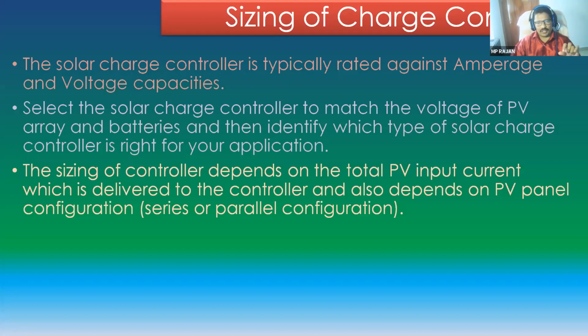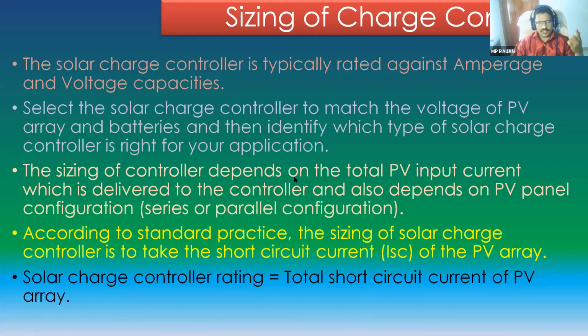Similarly, for the DC system voltage, your charge controller's sustainable voltage range should be above the DC system voltage. So the solar charge controller rating should be equal to the total short circuit current of the PV array, that is, how many solar PV modules you have connected in parallel.